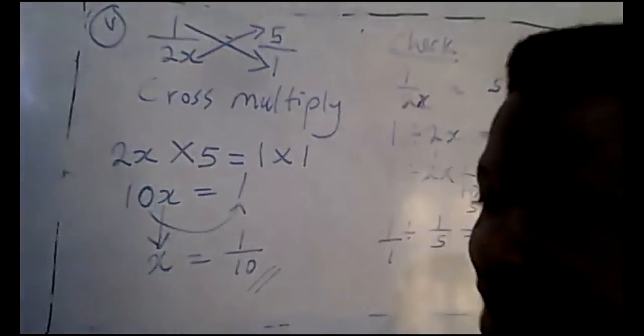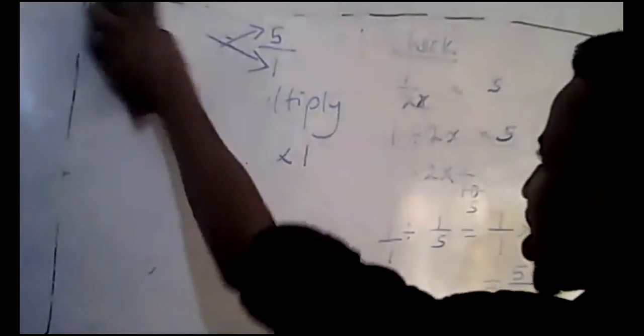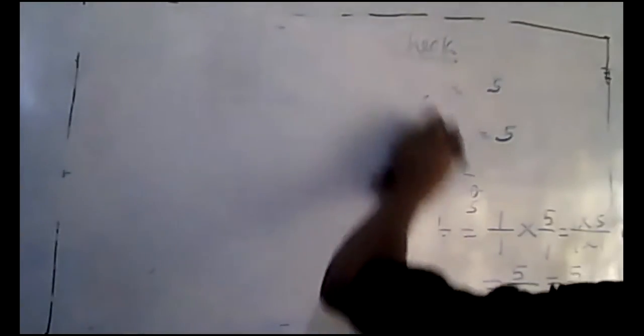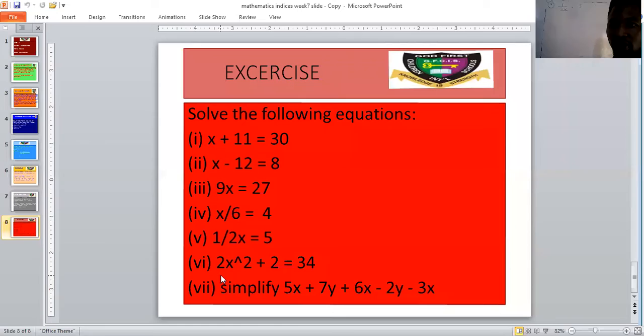So let's go to the last exercise under that one before we bring today's topic to a close. Let's see what the last exercise is asking us to do. All right, number 5, we have 2x squared plus 2 equals 34. So let's see how this one is done. 2x plus 2 equals 34.